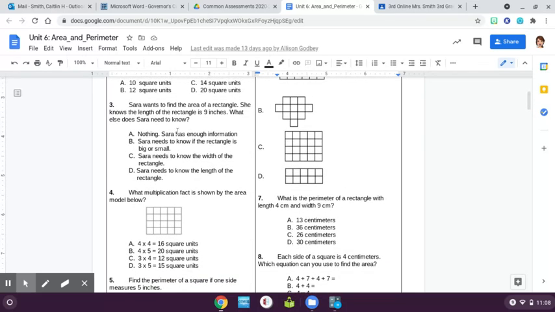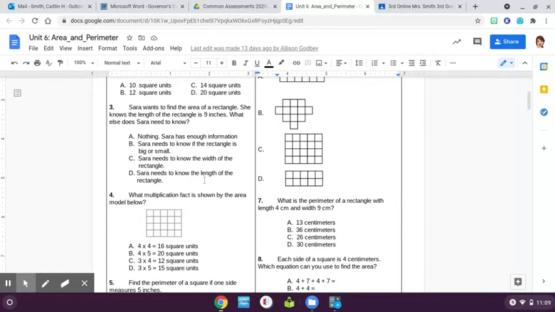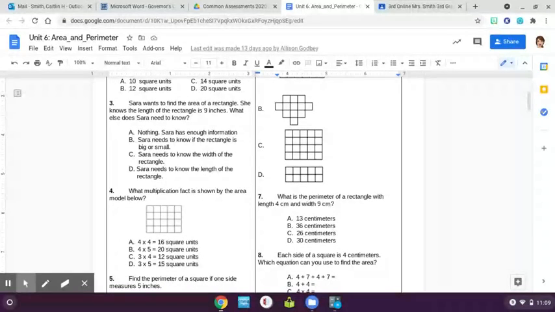Question 3. Sarah wants to find the area of a rectangle. She knows the length of the rectangle is 9 inches. What else does Sarah need to know? Okay, we know the length. Remember, area equals length times width. So A says nothing, she has enough information. B says Sarah needs to know if the rectangle is big or small. C, Sarah needs to know the width of the rectangle. Or D, Sarah needs to know the length of the rectangle. Well, we know she already knows the length, so it can't be D. She does not have enough information. And it doesn't matter whether she knows it's big or small. So that leaves one answer left.